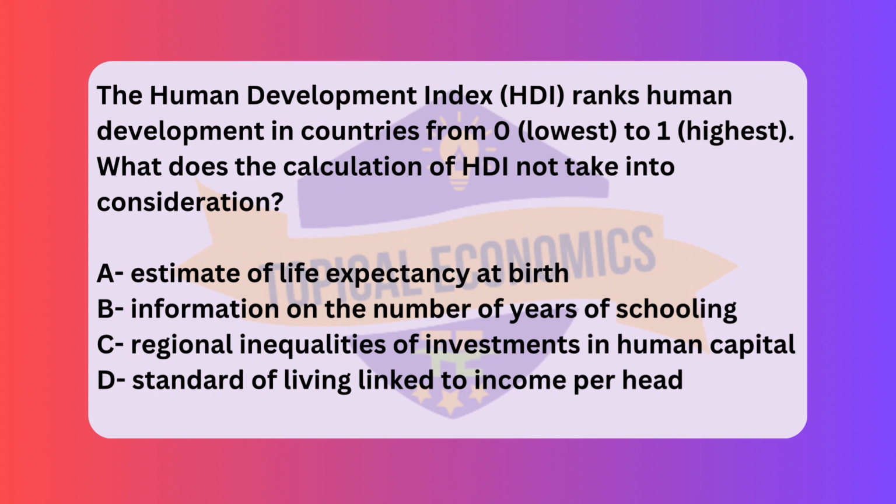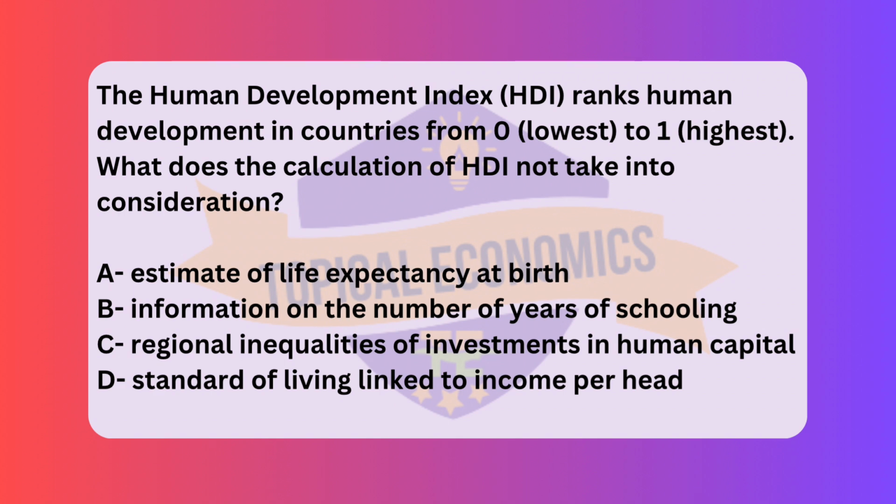Next, option B. Information on the number of years of schooling is incorrect. The HDI includes information on mean years of schooling, for adults aged 25 and older, and expected years of schooling, for children of school entry age. Education is a central component of the HDI.